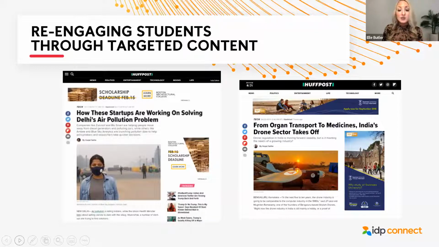So this helps to continue to reach those students and stay top of mind with them after they navigate away from their research journey. It's a great way to remind them of an upcoming deadline. You can see that's what Boston Architectural College did there on the left, or to get them to register for an online event that you might have coming up.